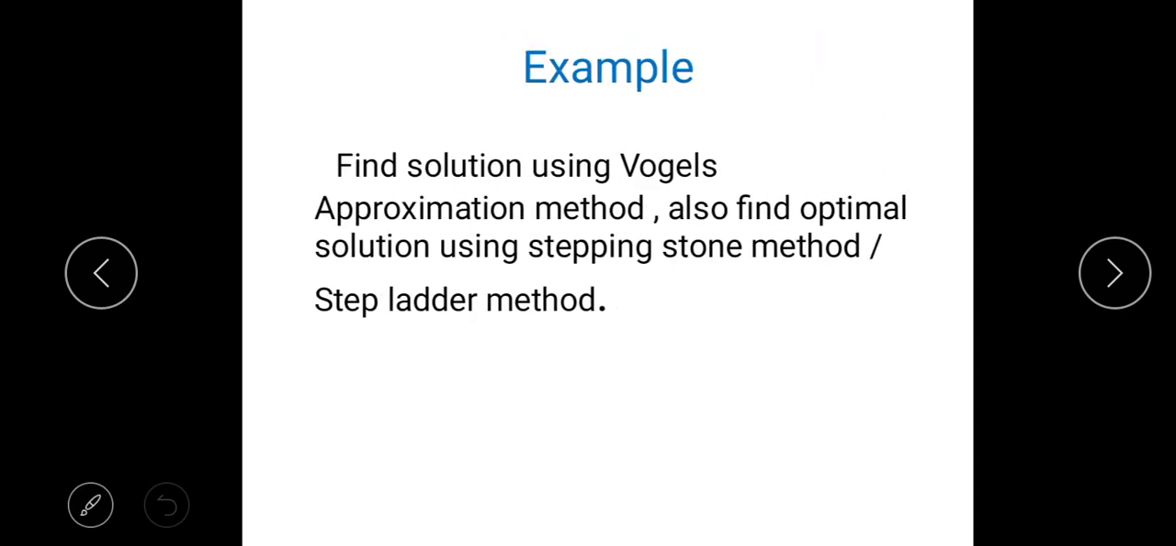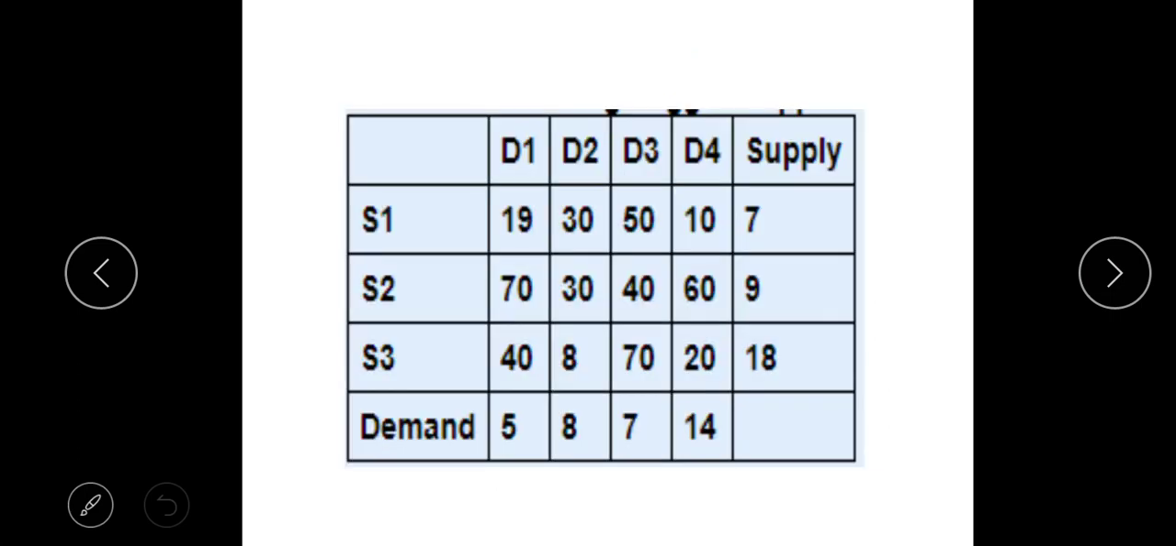Next, let us see an example. Find solution using Ogle's approximation method. Also find optimal solution using stepping stone method. So as I have told earlier, it all depends upon the question, the method we are using. So in this example, they have asked us to solve the problem first based on Ogle's method and then stepping stone method. So the problem goes this way.